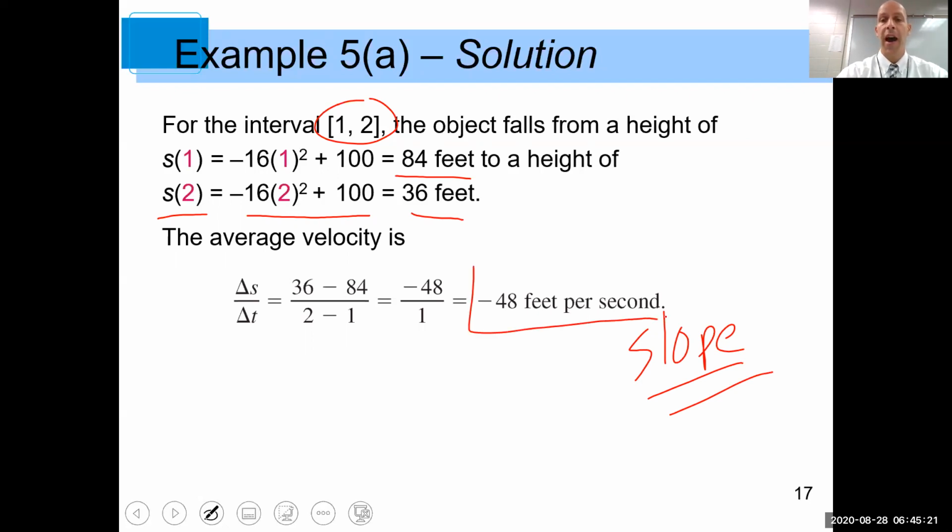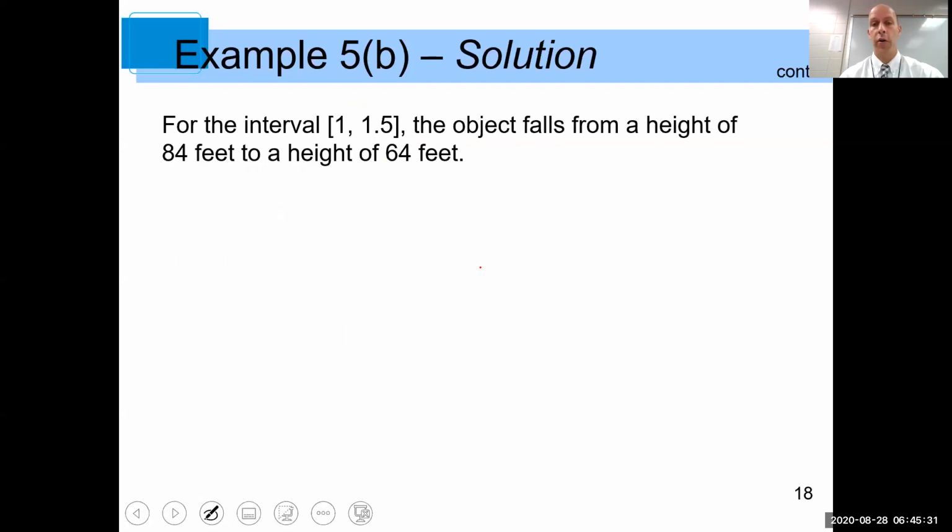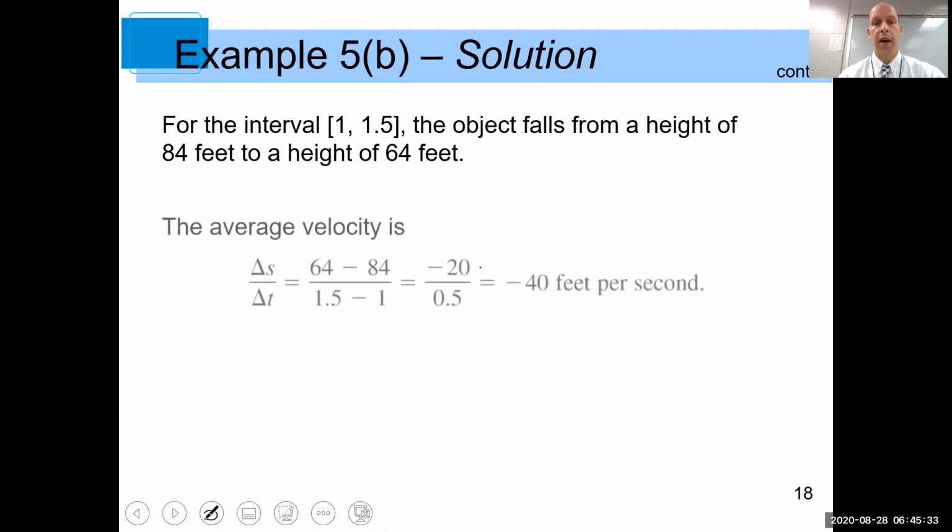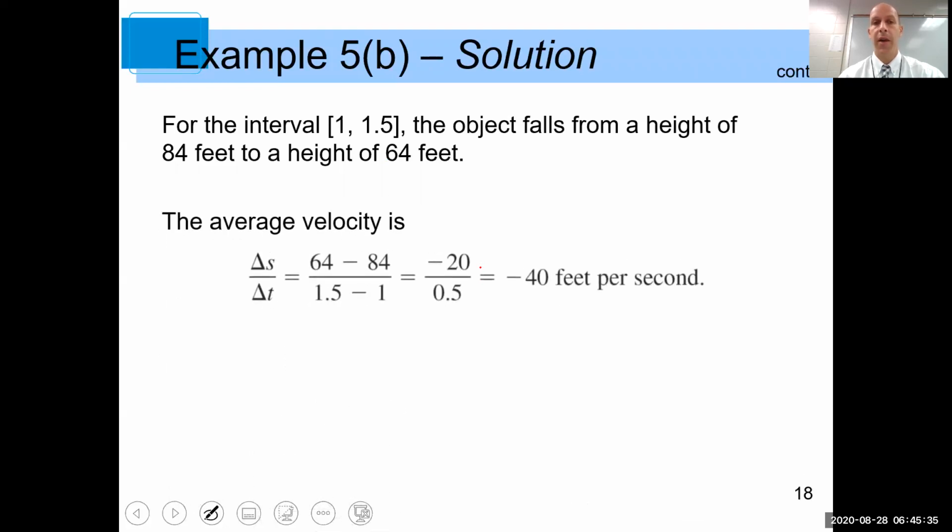So it turns out that the average rate of change, or the average velocity of this billiard ball from time t equals 1 to t equals 2 is negative 48 feet per second. And it's negative because it's going in the downward direction. So here's another example of the same thing, except now instead of going from 1 to 2, it's going from 1.1 to 1.5. Here we see that the average rate of change is now negative 40, not negative 48, which kind of makes sense.